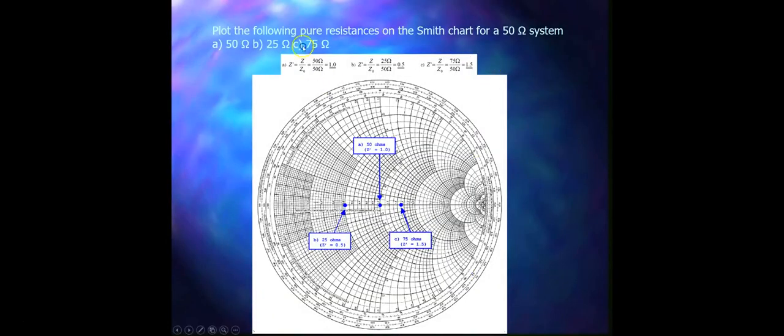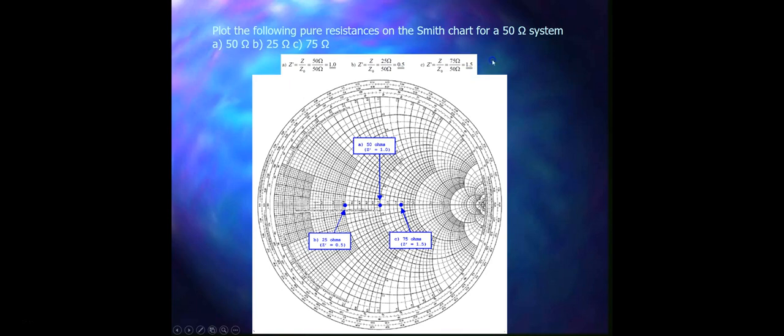So this is an example. Plot the following pure resistances on the Smith chart for a 50 ohm system. So here 50 ohm is our characteristic impedance, and we are going to plot for these three values. First is the 50 ohm. So we are going to find out the normalized impedance for this 50 ohm. For 50 ohm it is going to be 1, because it is divided by the characteristic impedance, and it will come out to be 1. And for 25 ohm it is going to be 0.5, and for 75 ohm it is going to be 1.5.